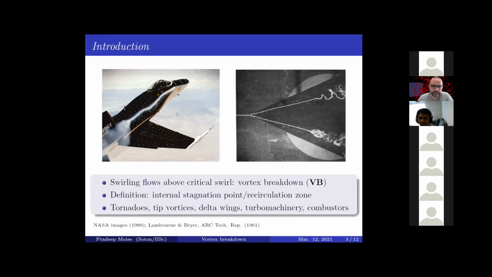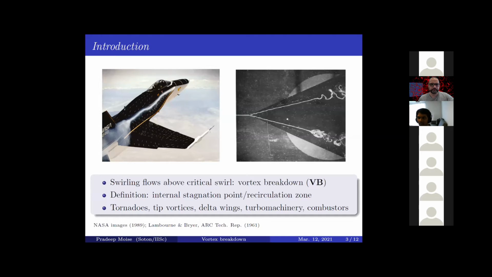Here I show you two famous photographs. The left-hand side is that of a flight test of a high-angle research vehicle by NASA, in which they are injecting smoke into a vortex that is present there. You can see as the flow develops spatially that there is an abrupt expansion here, which is indicative of the presence of a stagnation point in the flow. And you can infer vortex breakdown to have occurred in that case.